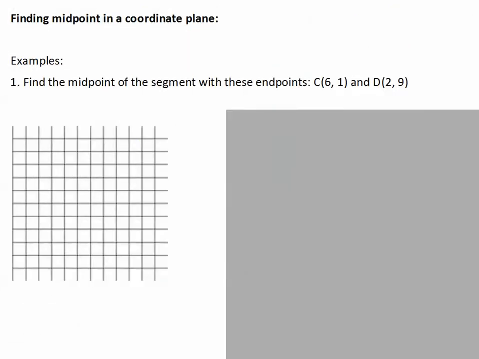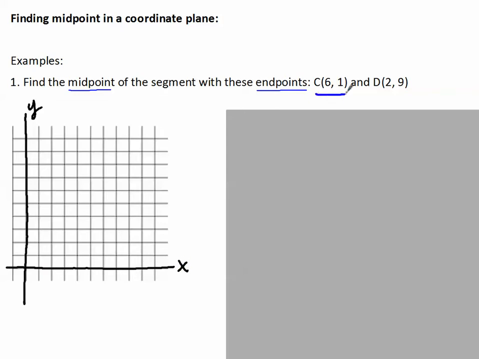Now let's use that to find the midpoint in a coordinate plane. Let's do this example together. Find the midpoint of the segment with these endpoints. Let's plot these first. I gave you a chance to make your own coordinate axes. Looking at these numbers, they're all positive. So I'm going to put my y-axis way over here and my x-axis way down here because I don't need any negative space. And then I'm going to plot these points.